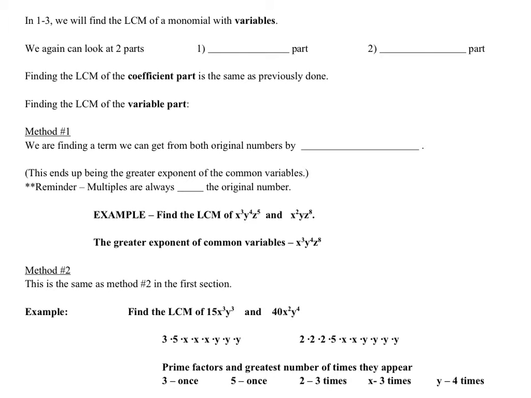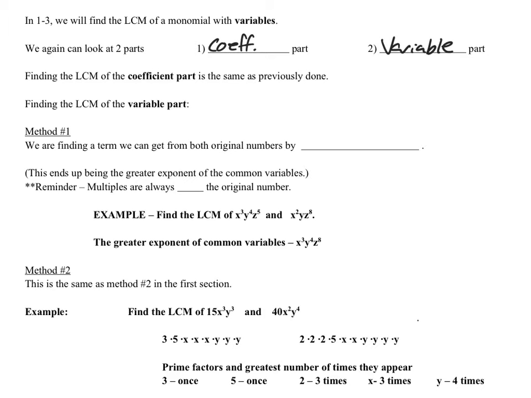So looking at finding the least common multiple of monomials is going to be similar to finding the greatest common factor of monomials. We're going to look at this in two different parts: the coefficient part, and then a variable part. When you're finding the least common multiple of the coefficient part, that's going to be the same as we have previously done in the first objective of this unit. But we're going to look at how to incorporate this variable part.